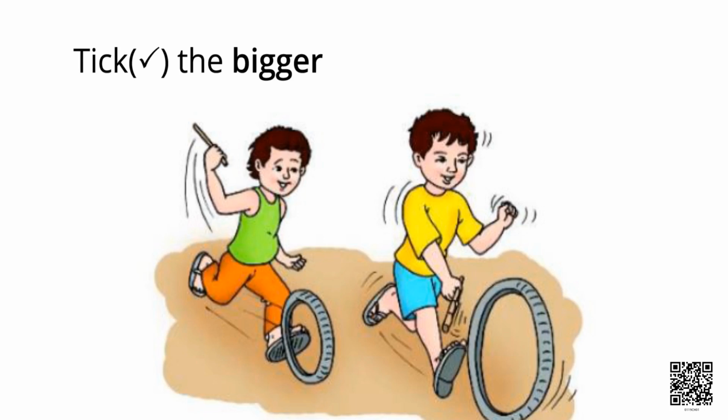Oh, look here. Two boys are playing with tires. So, whose tire is bigger? Ma'am, the boy in the yellow t-shirt has the biggest tire. Yes, my dear. The boy in the yellow t-shirt has a bigger tire.